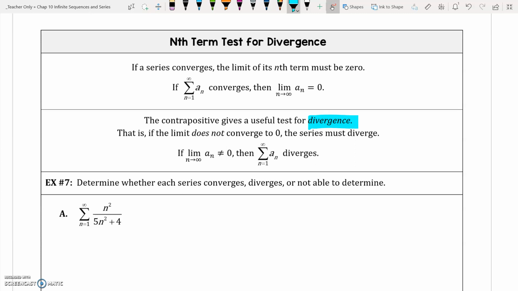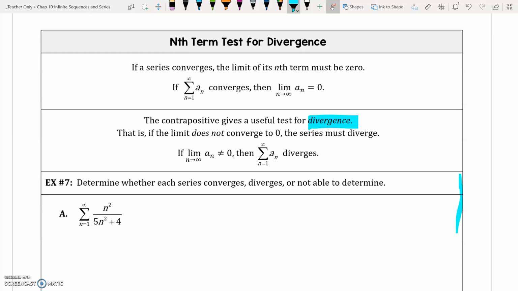Now, the problem is, though, that it doesn't automatically mean that the series converges. If the limit is 0, you can't necessarily say that it converges by this test. I know that seems a little off-kilter, but the idea is you can definitely tell that if the limit doesn't go to 0, then it definitely diverges. But it doesn't automatically mean that it converges. That's the problem with a contrapositive statement.